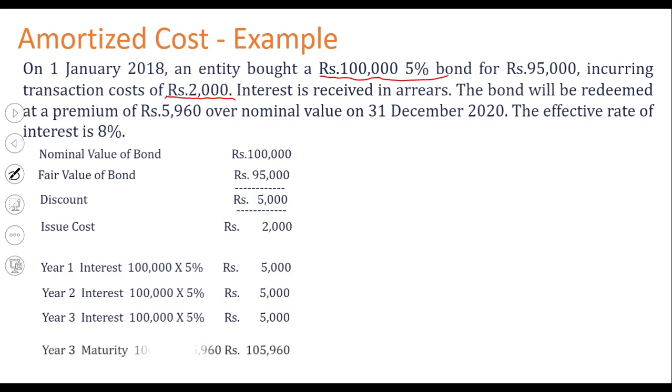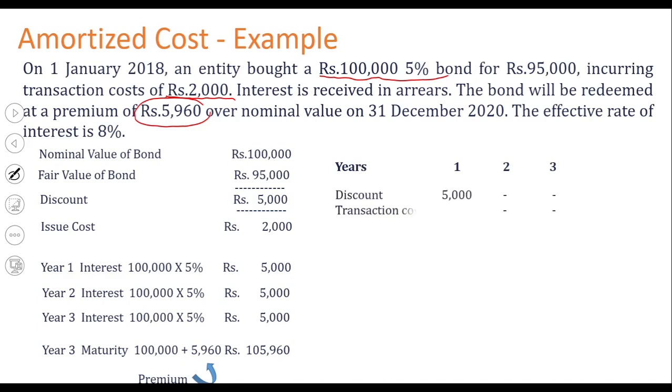And by the time I am redeeming the asset at maturity, right, I am getting a premium of 5,960, because they are saying that if you hold this asset for a period of 3 years, by the time you redeem, they are going to pay you an additional 5,960. So those are the gains that we can take, right?